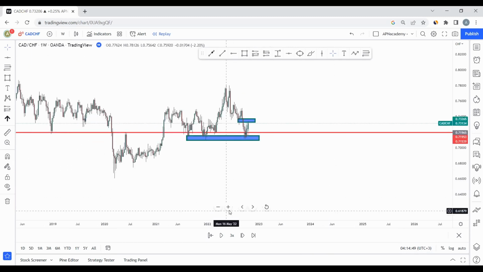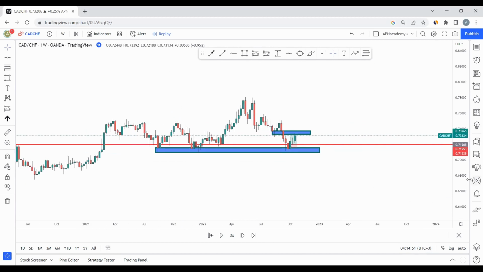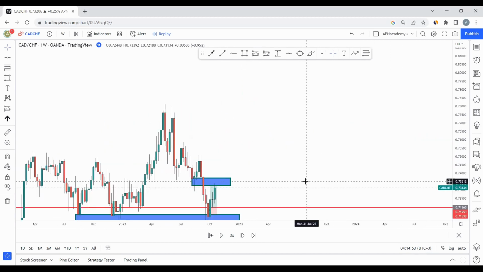Now, there's one thing I would like to make clear to you guys, which is killing most of you: most of you would like to trade in between here. It is very risky. Do not trade in between here. Always trade at major levels, either this level here or this level.